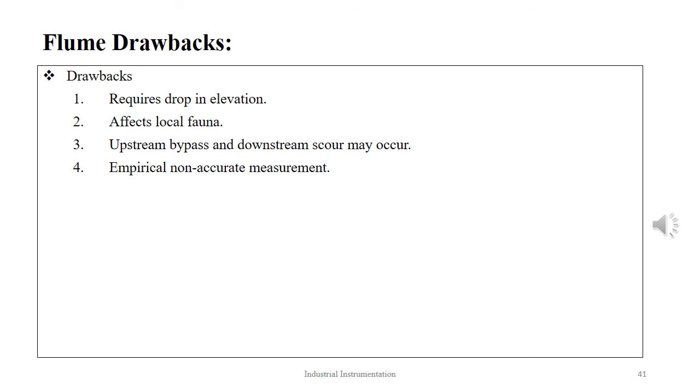Despite several advantages, the flume has certain drawbacks. It requires a drop in elevation. The local flora and fauna get affected by flume design. Upstream bypass and downstream scour may occur, and the measurements obtained are empirical, so not very accurate.